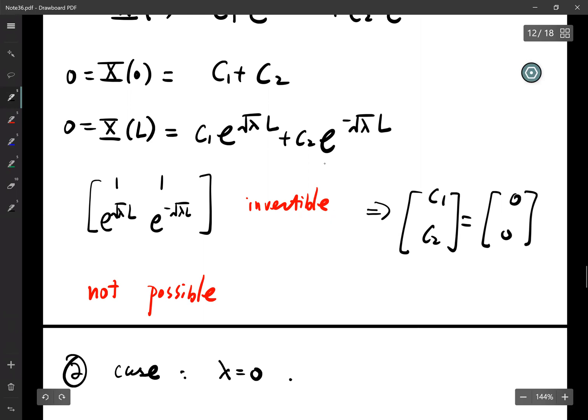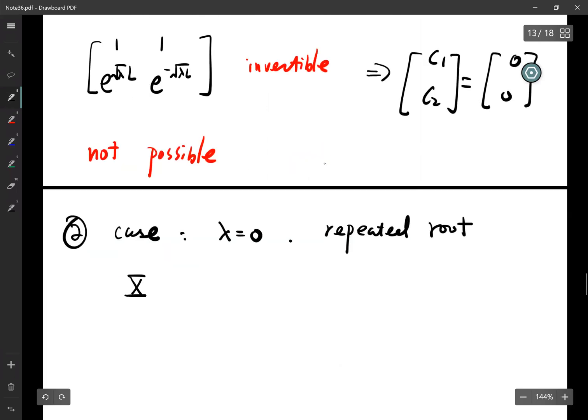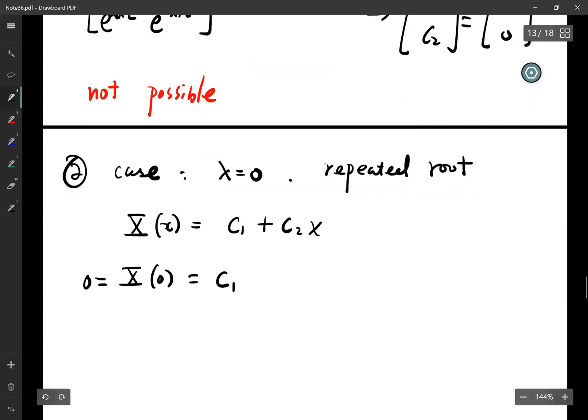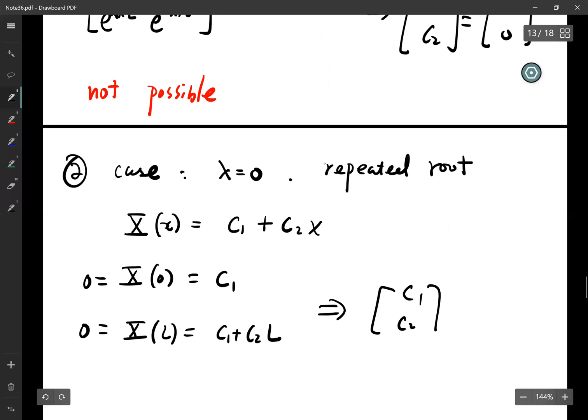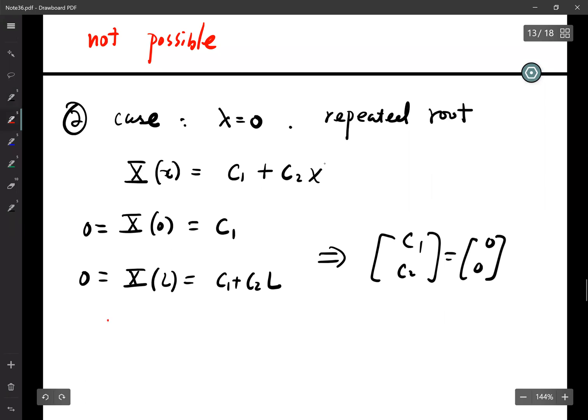Second case, lambda is equal to 0. And in this case, we have a repeated root. If it is a repeated root, then one solution should be just exponential 0 times x, which is a constant. The other one is x times that, so it's a linear function. Again, check the boundary. This one tells me C1 should be 0. This one tells me C2 should be 0. So again, C1, C2 equals 0, 0. And the eigenvector cannot be a 0 vector, so not possible.